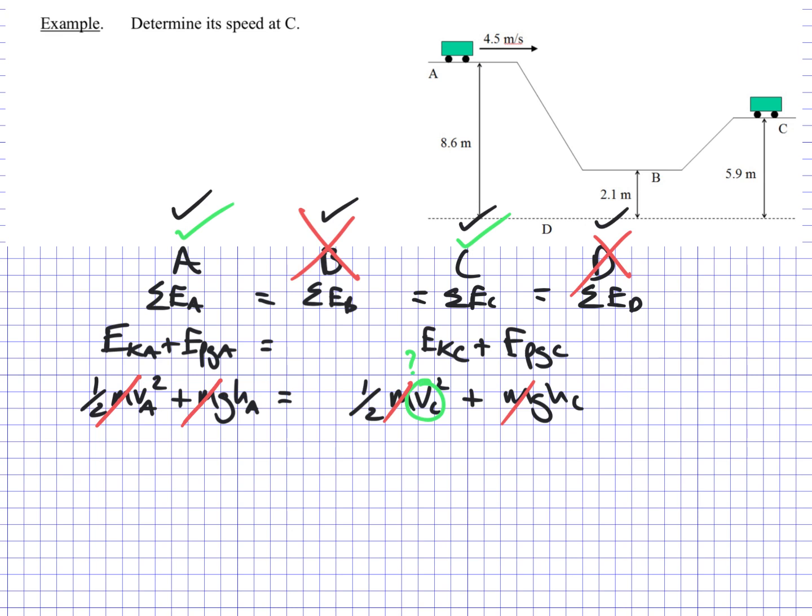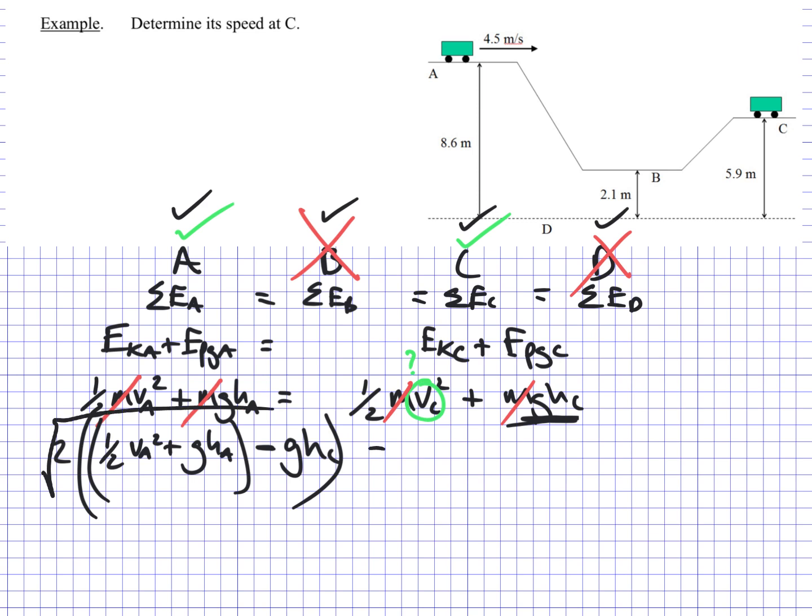So let's rearrange this. We're going to go 1/2 v at A squared plus g h at A. And now we have to subtract the term over here, so that's going to be minus g h at C, which we know. Now this whole thing, let's put more brackets on here, is going to be multiplied by 2 to cancel out the half. And then finally, we get to isolate the velocity at C by square rooting the whole thing. And that will give me the velocity at position C.